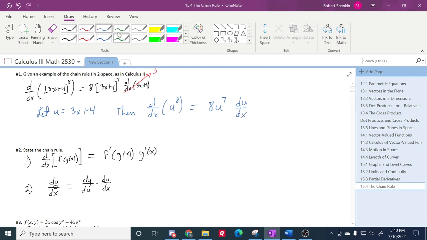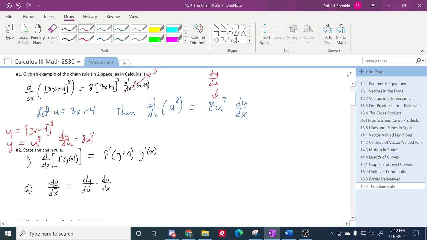but you see what we're really doing here, this was dy du. We're taking the derivative of the y. If the original was y equals 3x plus 4 to the 8th, then y as a function of u would look like this. Y equals u to the 8th. And then dy du would be 8u to the 7th. So you see that 8u to the 7th is really dy du.